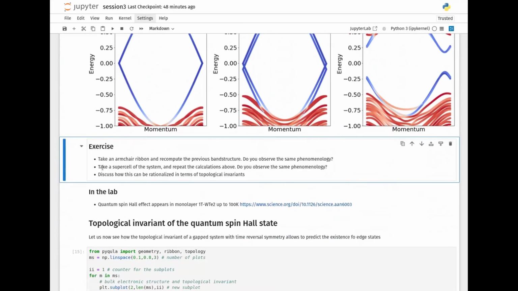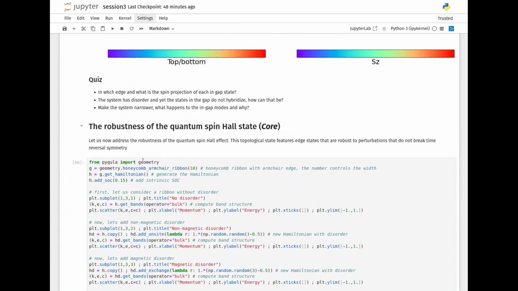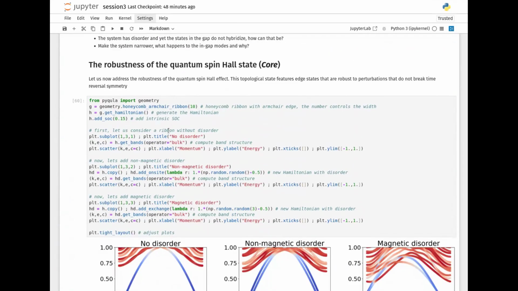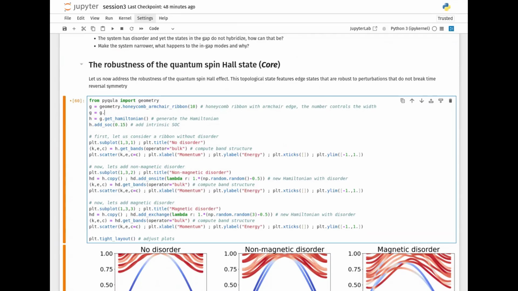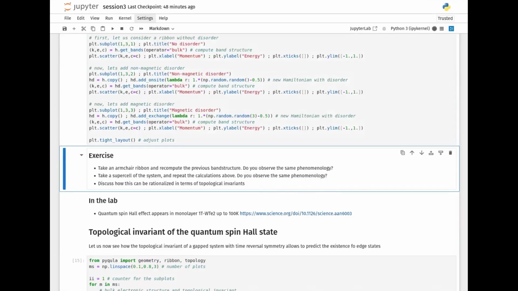Okay, let's go to the next question. Take a supercell of the system and repeat the calculations above, and see whether you get the same phenomenology. So for that, we are going to take a supercell, and we are going to make it twice as big.